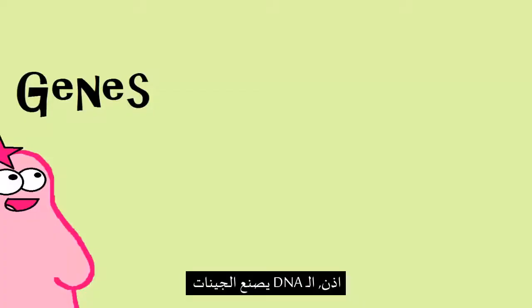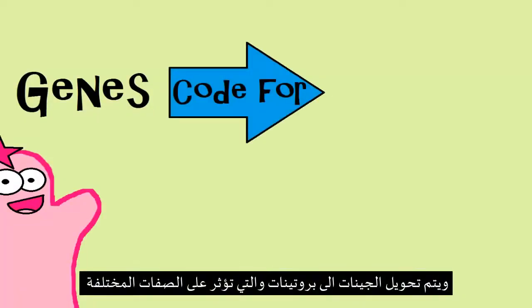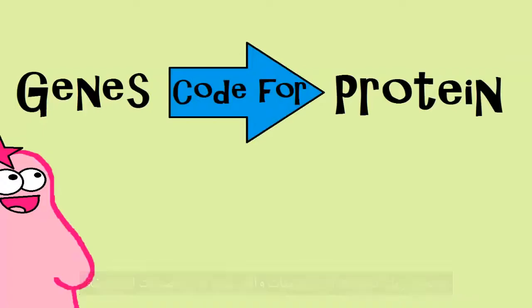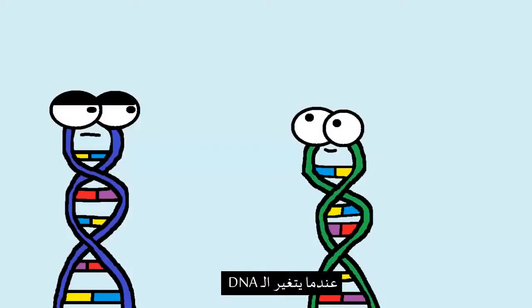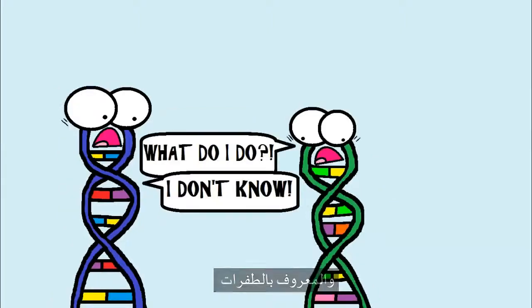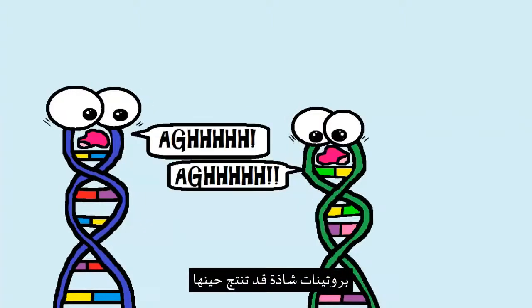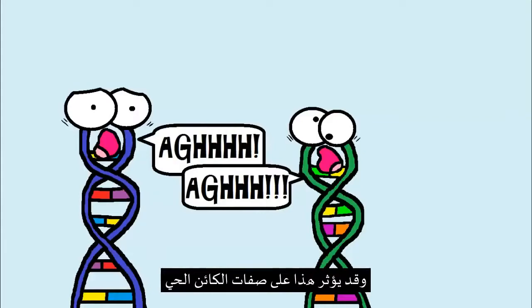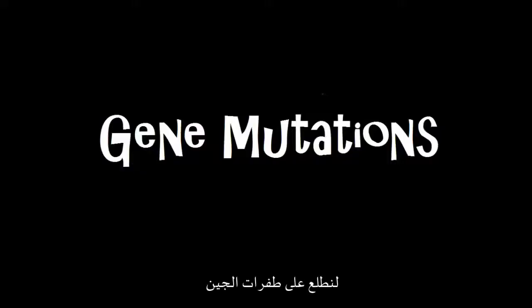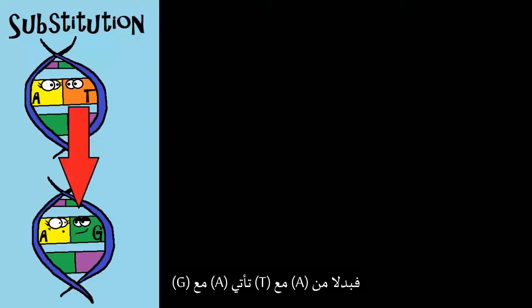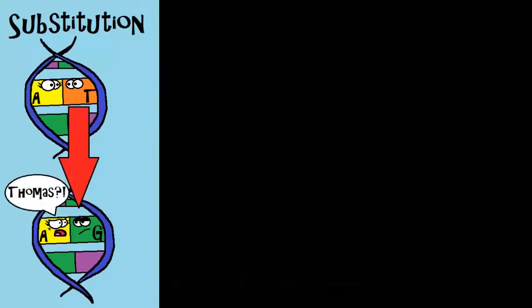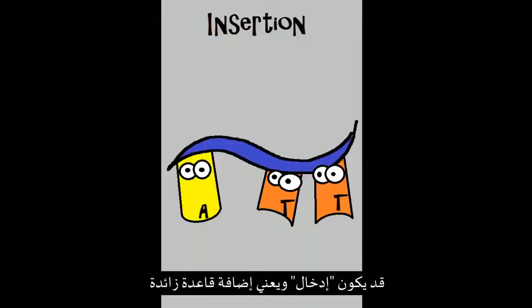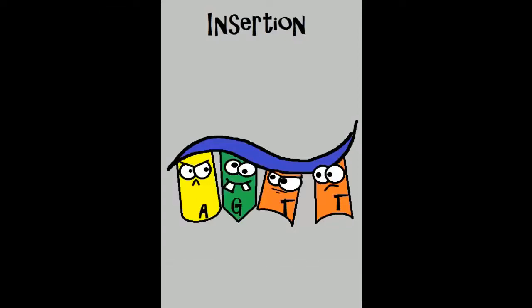So DNA makes up genes, and genes code for proteins that influence or make up different traits. So when DNA has changes, otherwise known as a mutation, then different proteins can be produced, and this can affect an organism's traits. So let's look at the gene mutations. So first, substitution. That means you have the wrong base matched. So instead of A with T, you could put A with G. Scandalous. You can have insertion. That means an extra base is added in. You can have deletion. That means a base is removed.